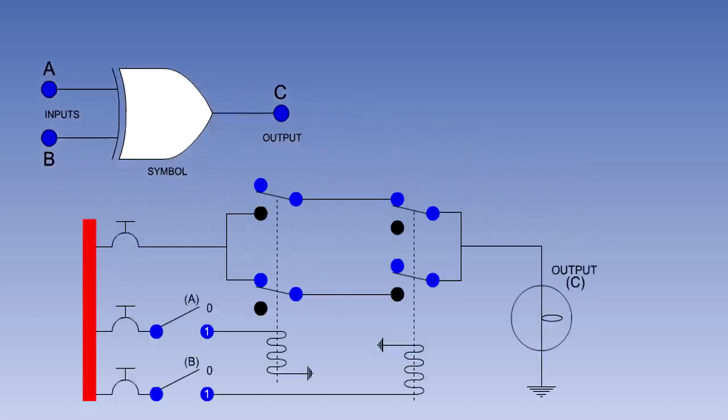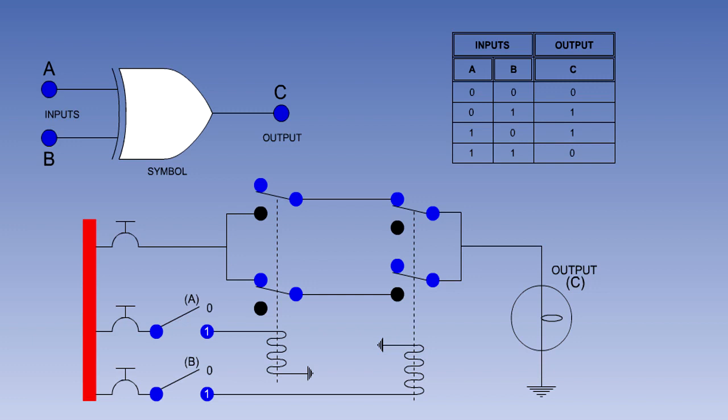The electrical representation of the exclusive OR gate is quite complicated, as you can see. You may, if you wish, spend a moment studying the diagram to see how it works. However, it is of little importance. The important thing with this, and indeed all of the gates, is to remember what the output will be with the various inputs. Here is the truth table for the exclusive OR gate. Spend a moment studying this before moving on to the lesson summary.